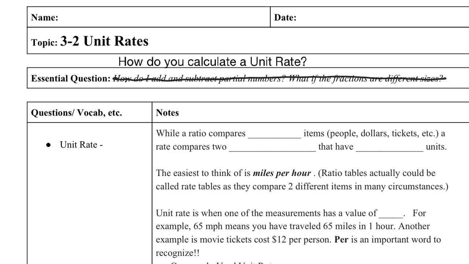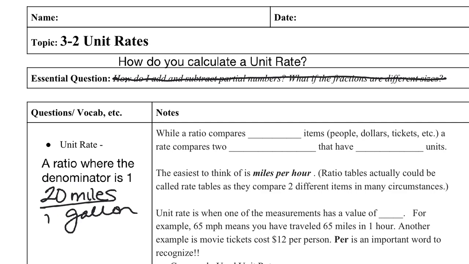So moving down to the definition, a unit rate is a ratio where the denominator is 1. For example, my car can go 20 miles per 1 gallon, or my heart beats 100 beats per 1 minute.